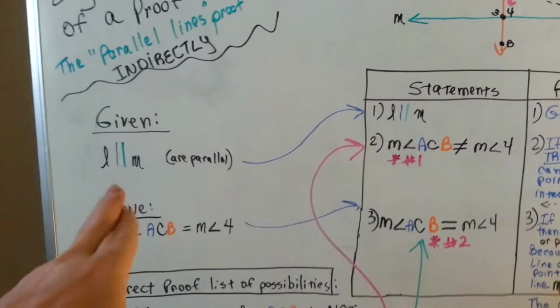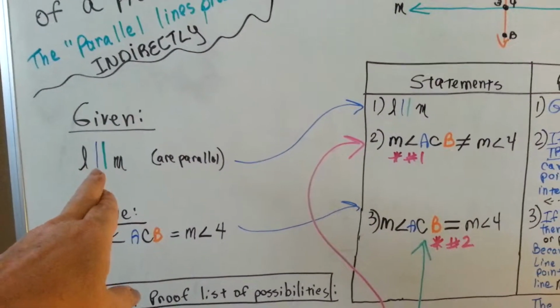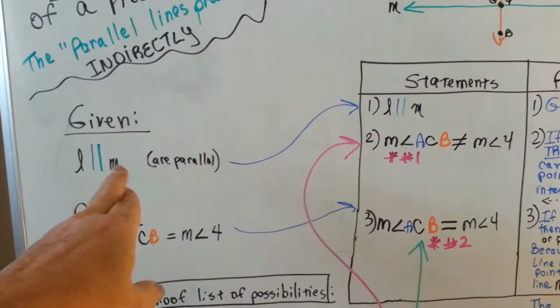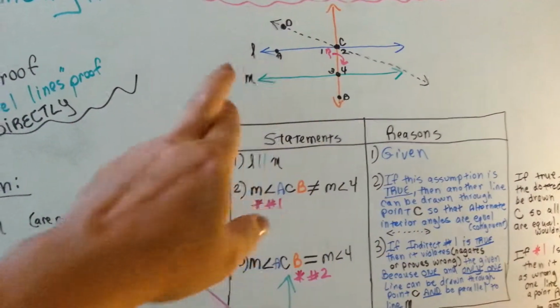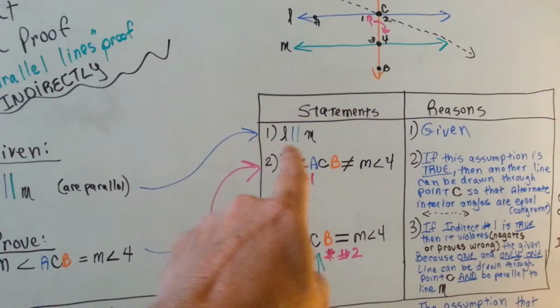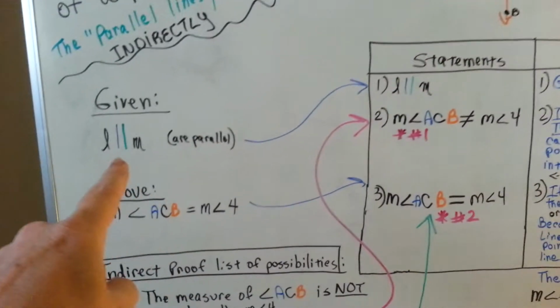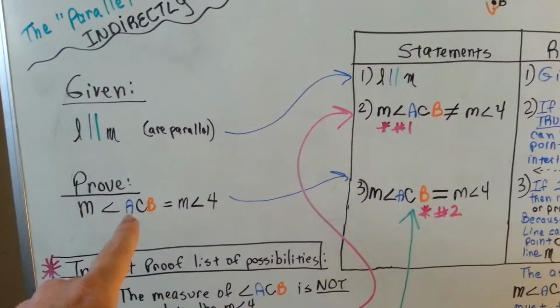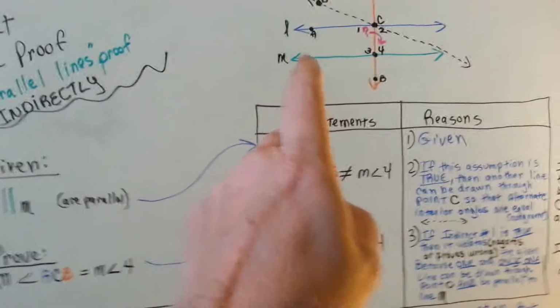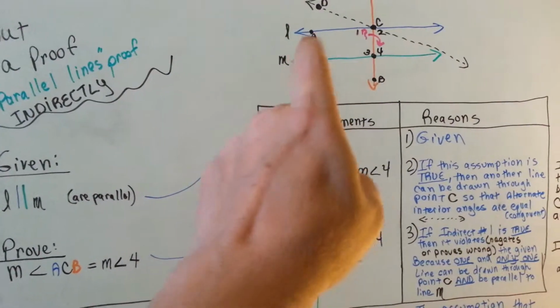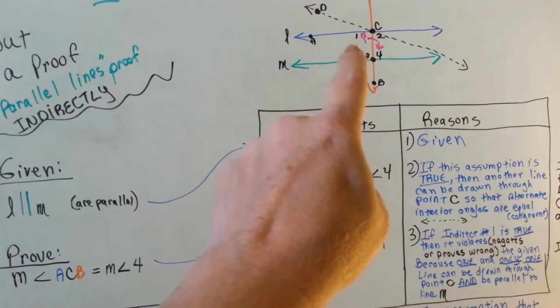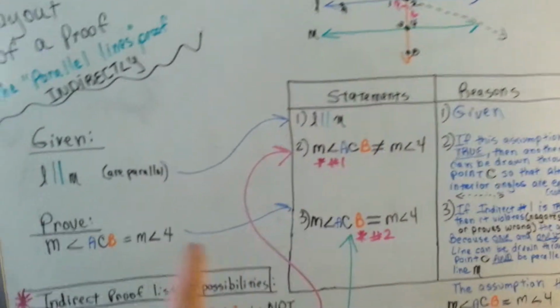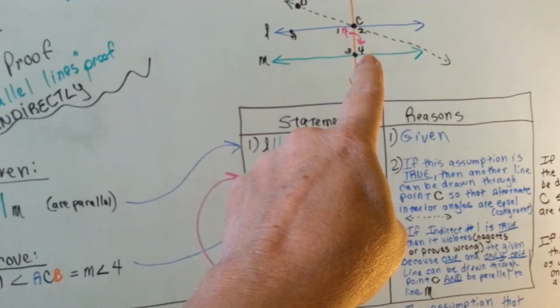Okay? So the given is that lines L and M are parallel. That's given. They're telling us that. So we put that into our statement. We have to prove that the measure of angle ACB, the blue through C to orange one, right here, it would be angle 1, the pink question mark, we have to prove that it's equal to 4.